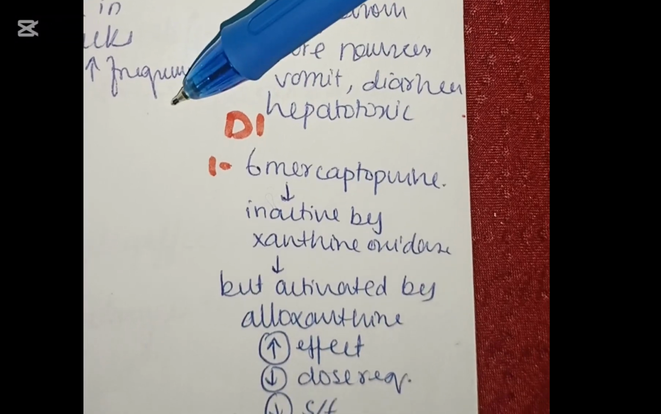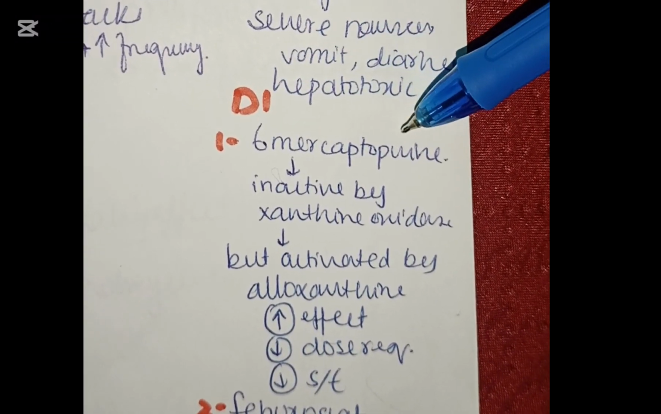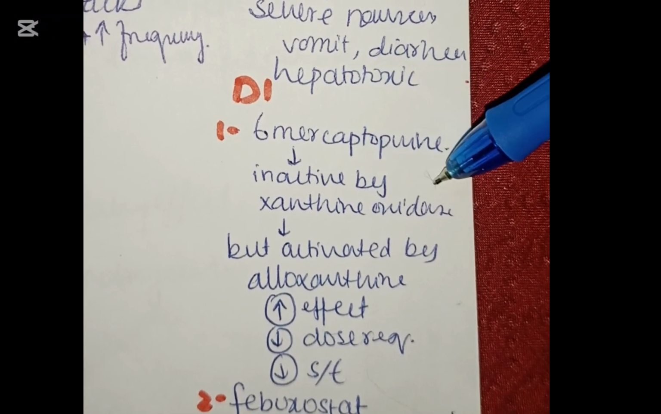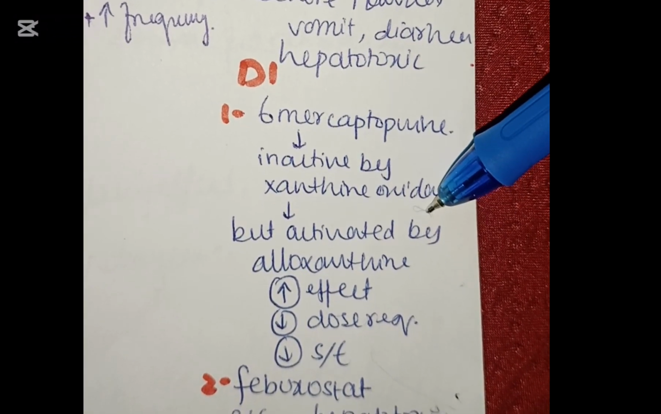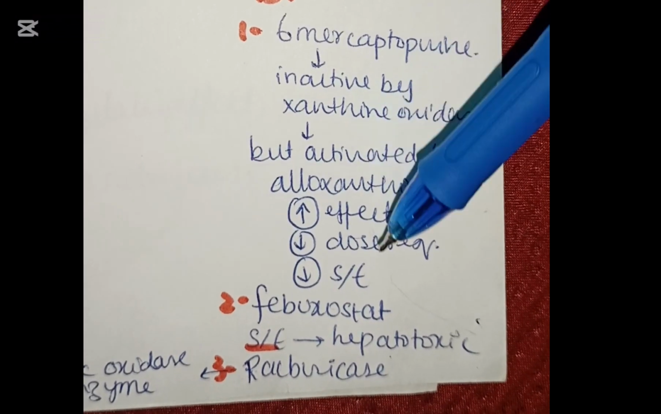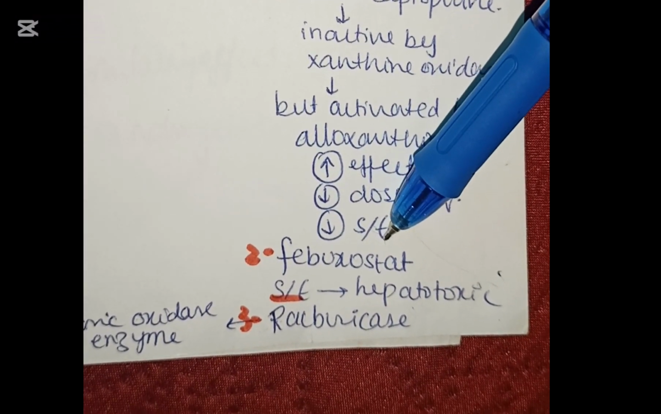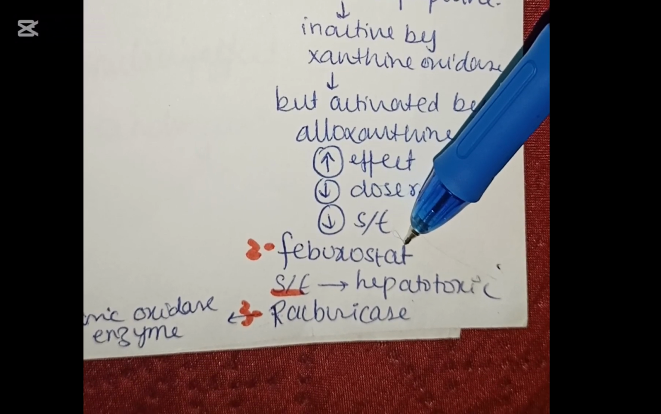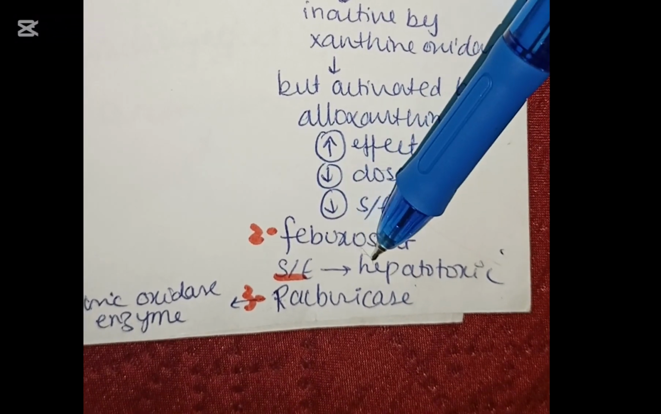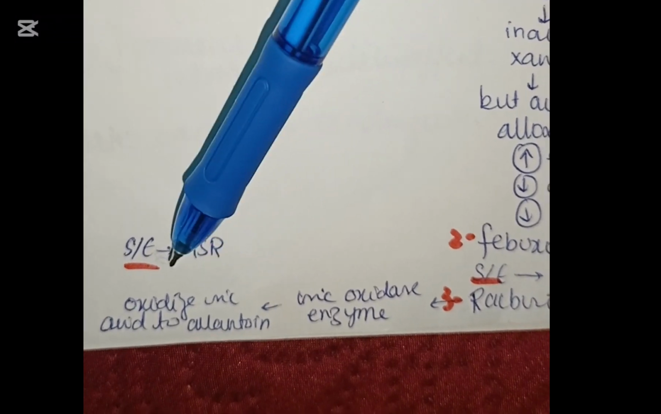It interacts with 6-mercaptopurine that is inactivated by xanthine oxidase enzyme, but activated by alloxanthine. It increases its effect, decreases the dose requirement, and decreases the side effects. Second is febuxostat that is hepatotoxic. Third is rasburicase that oxidizes uric acid to allantoin. Its side effect is hypersensitivity reaction.